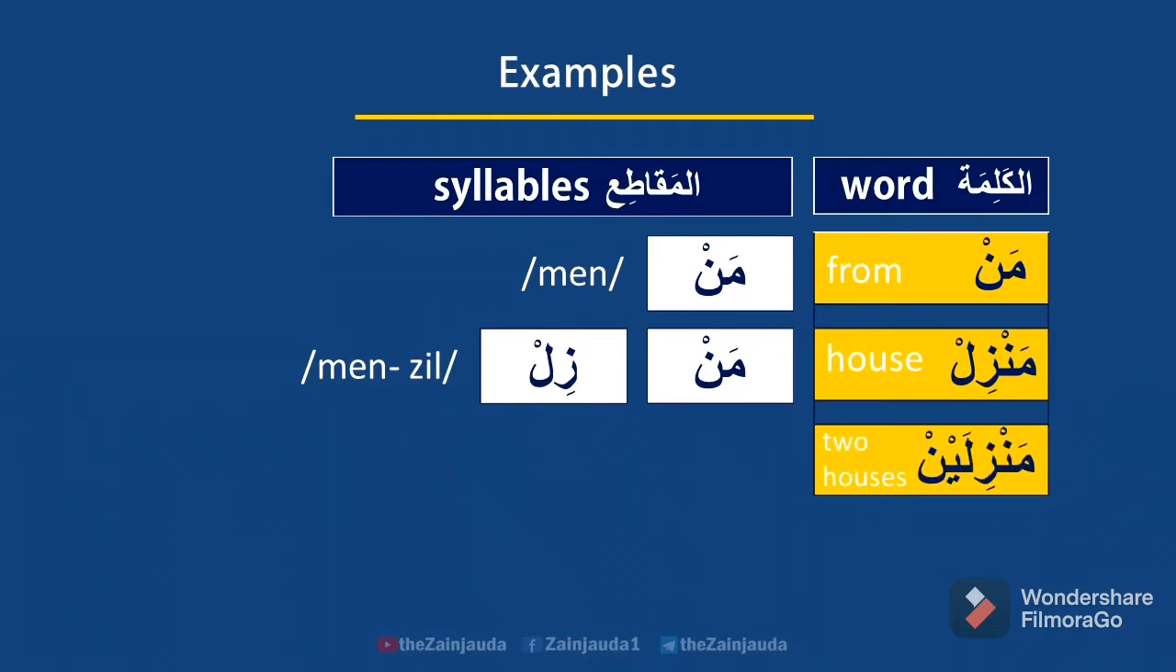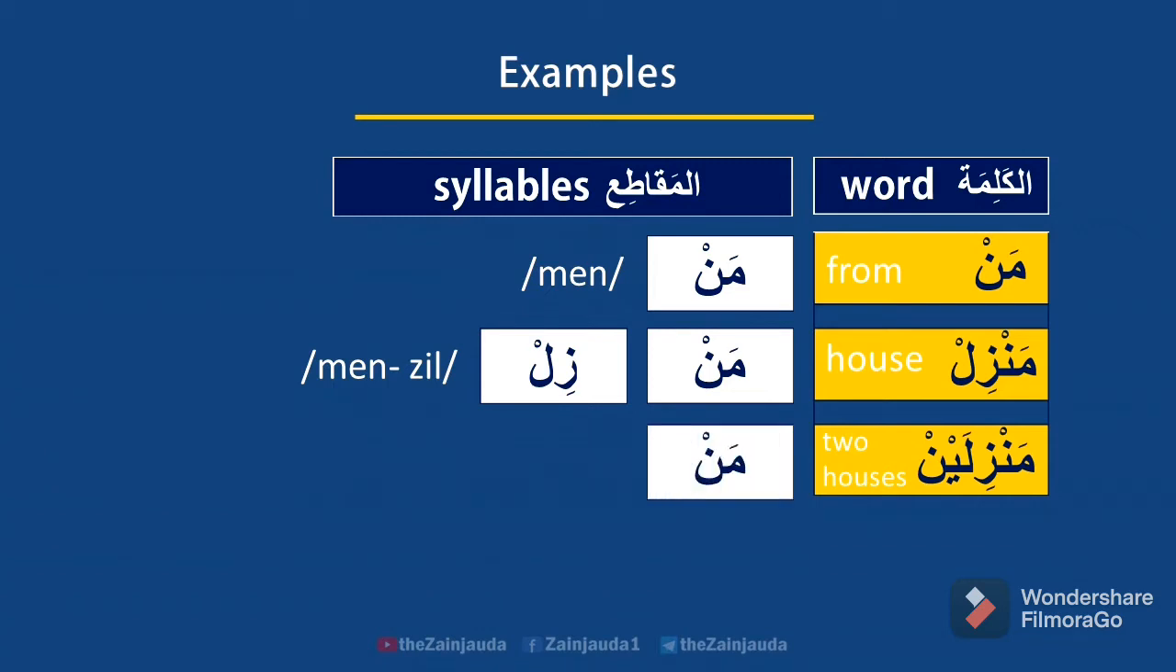This word is manzilain, which means two houses. Now the first letter is a moved consonant, ma. The second letter is a silenced consonant, nun. The third letter is a moved consonant, so we don't take it with the first syllable. Man is the first syllable.